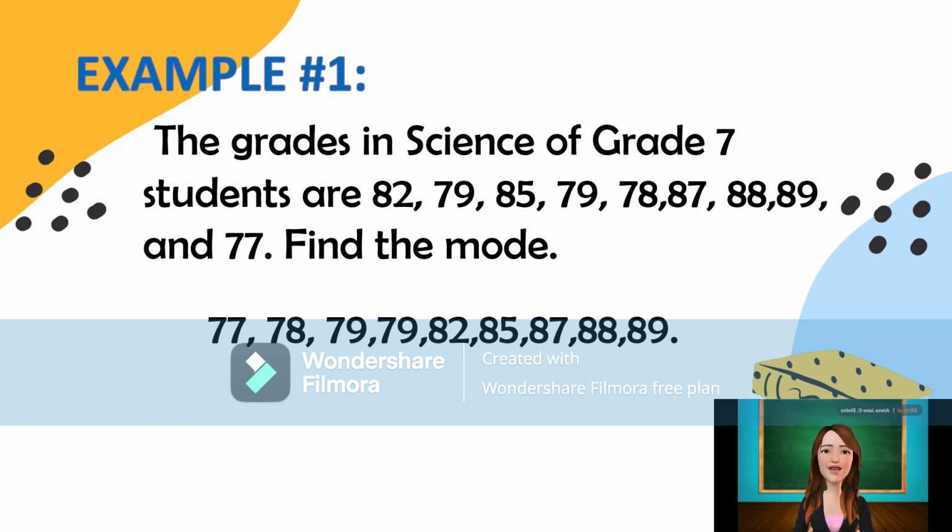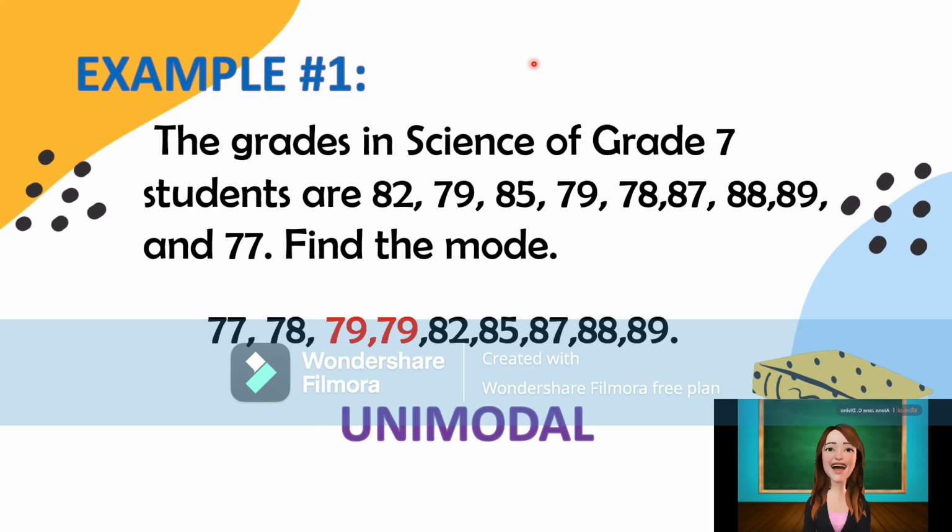Okay. Very good. So, we have here now the data. From our given data, who can give me the number which appears most frequently? Yes, Amber. Very good. In our data set, the number is 79. So, ang 79, ikaduha nag balik-balik. Since 79 appears with the greatest frequency, then it is the mode of the set of data. So, ibig sabihin, kay Cynthia man ang nagbalik-balik, so 79 will be our mode.